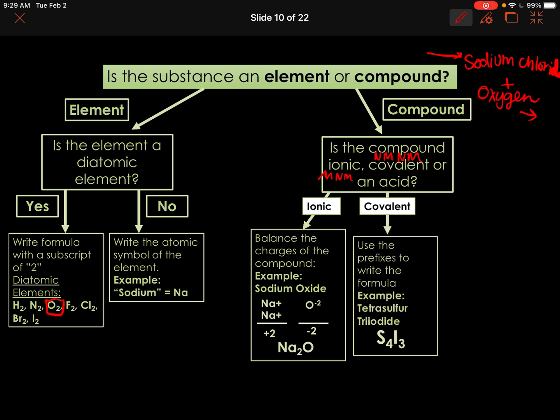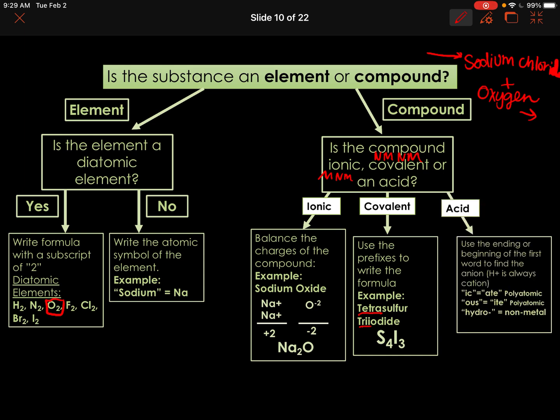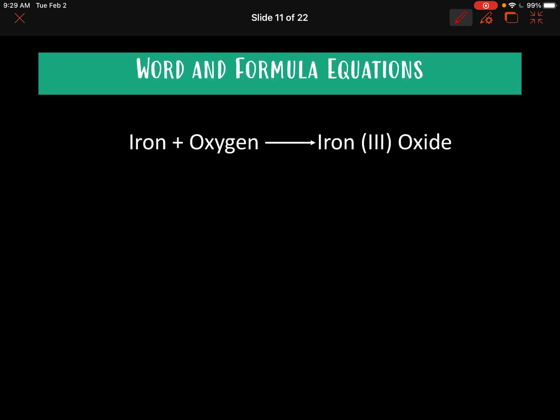Now, if we have a covalent compound, we use those prefixes. So here we have prefixes in front of them. Tetra means 4, so 4 sulfurs, and tri means 3, so 3 iodines. If the compound is an acid, then we use the ending or beginning to name it. If it starts with hydro, that means it's just the nonmetal. And again, acids are balanced out with hydrogen positive 1. So it's hydrogen positive 1 balanced out with the negative charge. If it starts with hydro, that means the negative charge is just the nonmetal. If it does not start with hydro and ends in ic, then it's a polyatomic ion. If it does not start with hydro and ends in us, then it's a polyatomic ion.